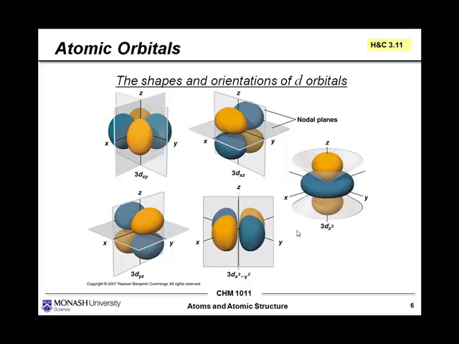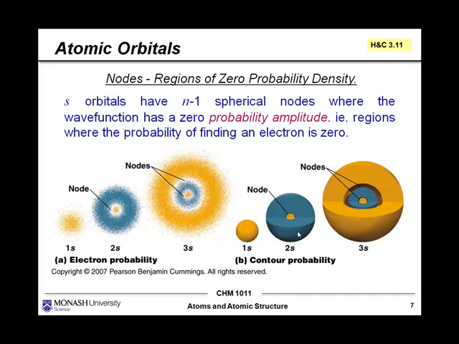The 3dx squared minus y squared orbital is slightly different to the first three in that the x-axis and the y-axis go symmetrically through the lobes. Finally, the 3dz squared orbital has a more odd shape. I think of it as a dumbbell with a donut going around it, and the dumbbell is aligned along the z-axis while the donut is on the xy plane. The planes and the conical plane that you can see in that fifth example are called nodal planes. And a reminder that a nodal plane is a region where you will never ever find the electron. There is a zero probability of finding the electron in that place.